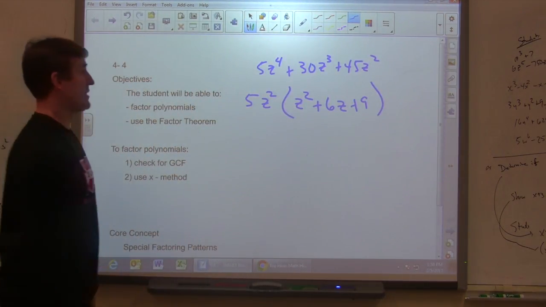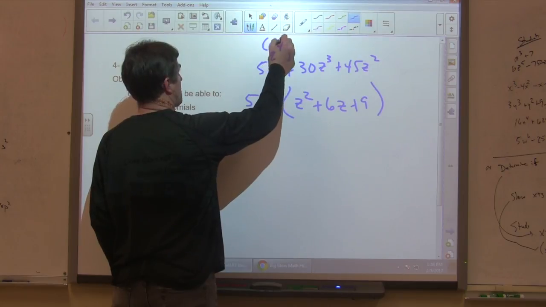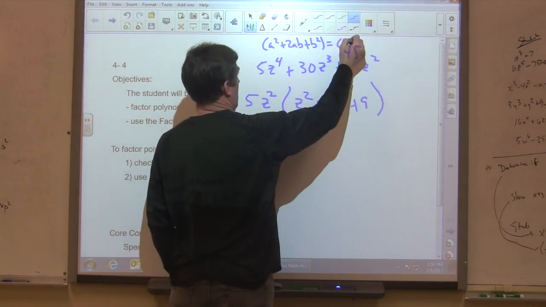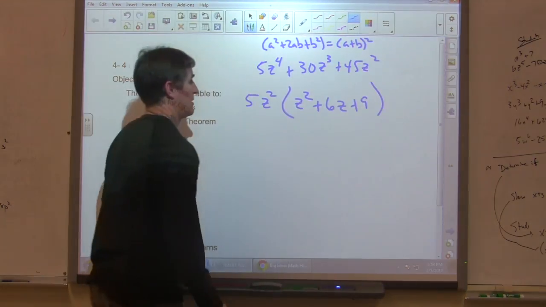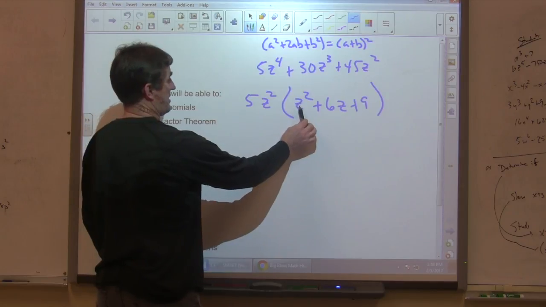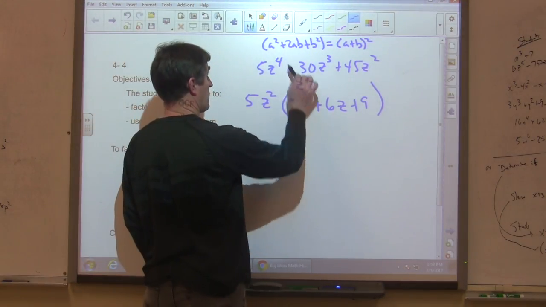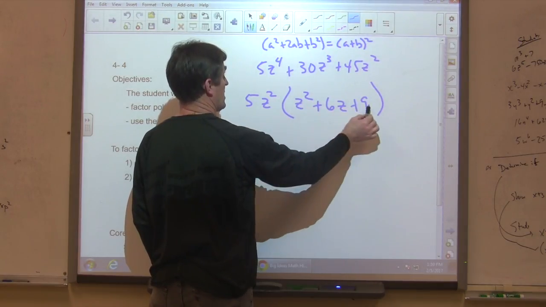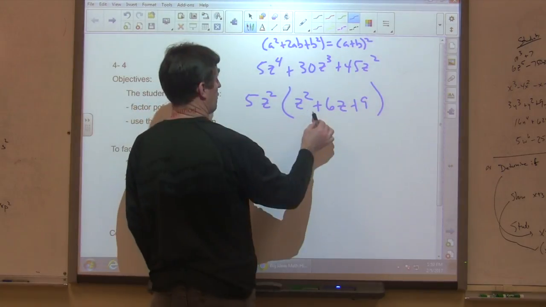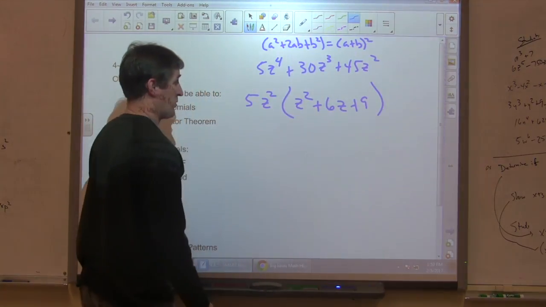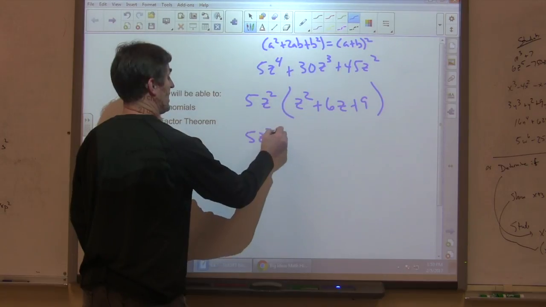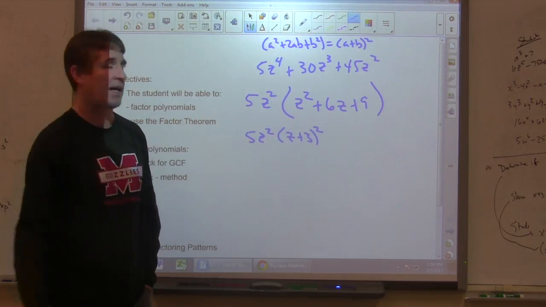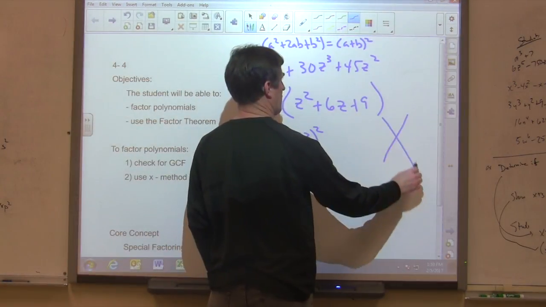Again, this is one of the shortcuts. If we can recognize that it's in the form of a squared plus 2ab plus b squared, that factors into a plus b squared. So in this case, I take the square root of a squared is a, the square root of b squared is b. So the square root of z squared is z, the square root of 9 is 3. And if you multiply those together and double it, you get the middle term, which we would, so I can factor that into z plus 3 squared. Again, that's a shortcut. If you want to do the X method, it still works.